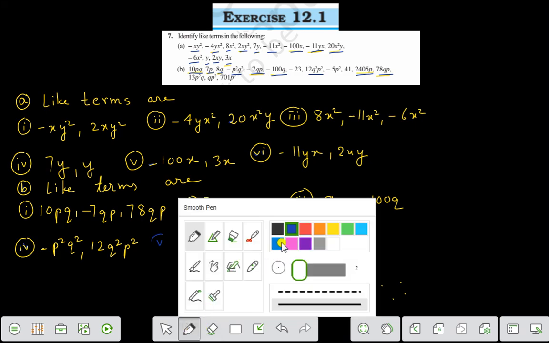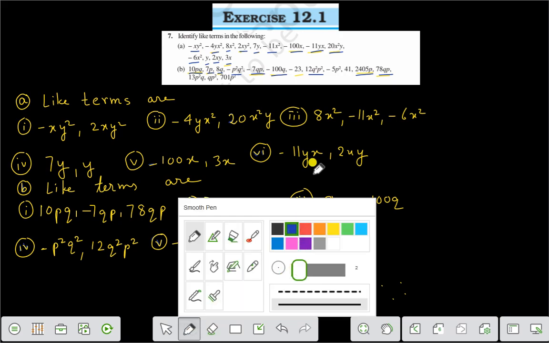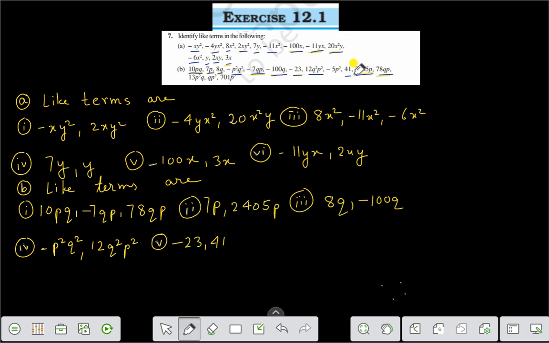Now the next one is 5. Let us write minus 12. Here you see the number is only minus 23, right? This one is minus 23, and another number is 41. These are like terms, right? Minus 23 and 41. Let us underline these numbers also, that is minus 23 and 41.